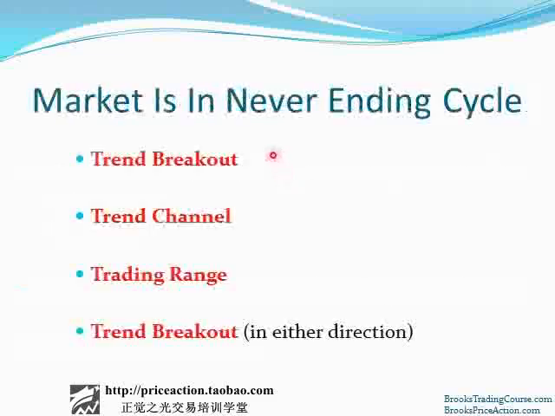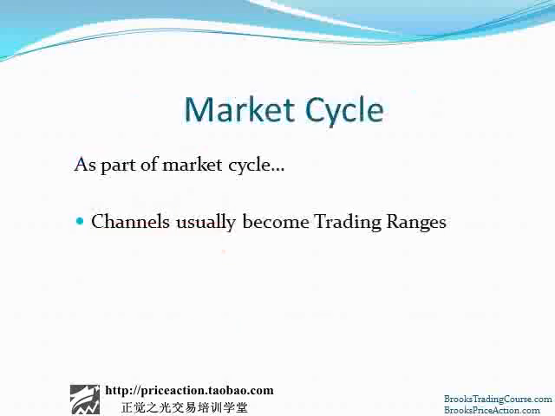The market is always in a cycle. It's either in a trend or a trading range. And once it's in a trading range, it then eventually breaks out into another trend. A trend, there are two types. It starts with the breakout phase, and then the trend becomes more two-sided, and it enters a channel. And the channel eventually weakens to the point that it becomes a trading range. As part of the market cycle, channels usually weaken and become flatter, and then the market enters a trading range.